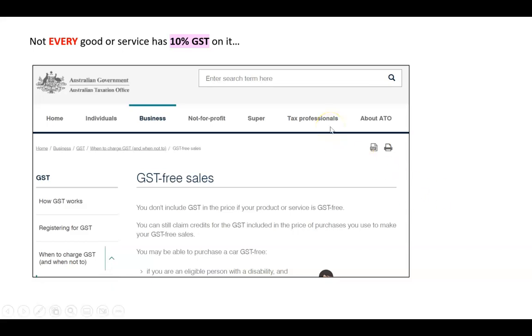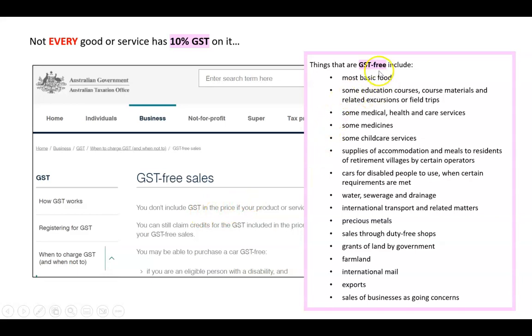The easiest way is just to go, every good and every service does have GST, except if you go to the tax office website, they do say there are some things that are GST free, and this is not even the full list, just some of it. It says most basic food. What does that even mean? Is a Snickers bar basic food? Is an apple basic food?